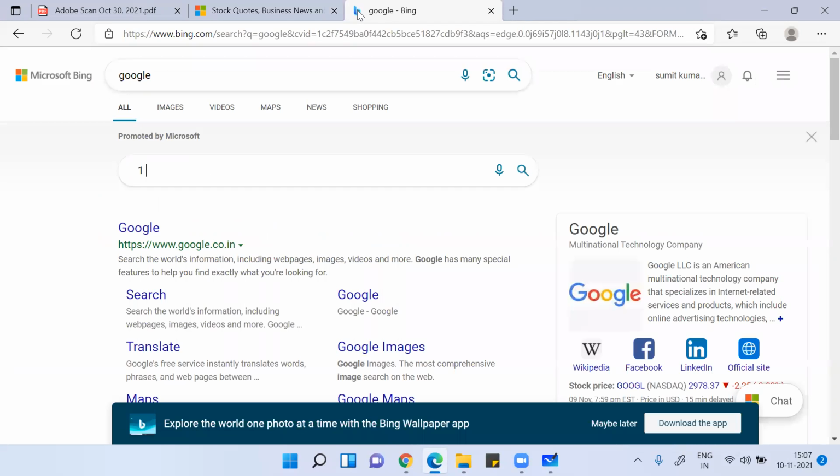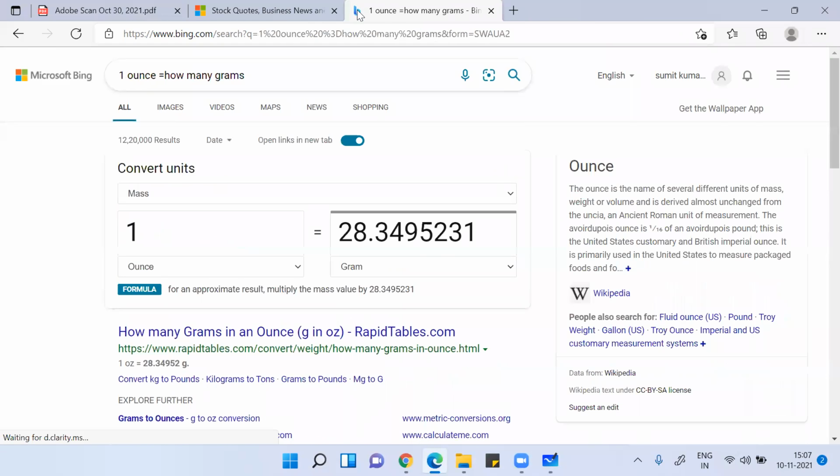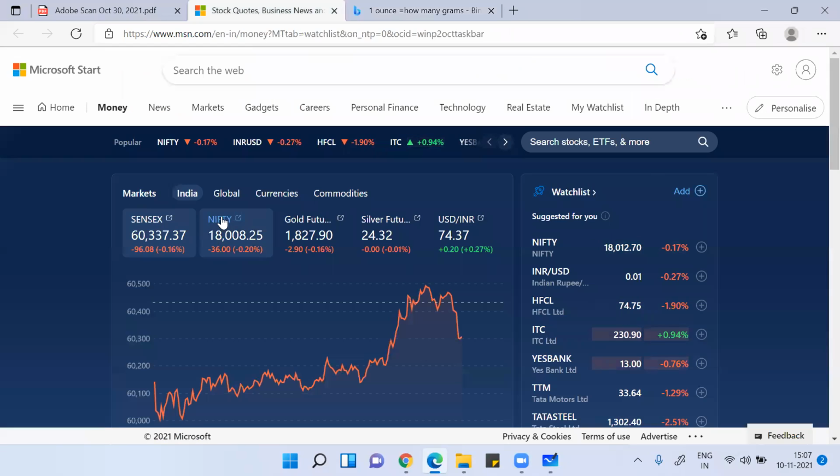You can Google it: 1 ounce is equal to how many grams. In the international market, when we trade gold, we trade in ounces. 1 ounce is equal to 28.34 grams, near about that. So you can see gold future. Now, what are futures and forwards? Everything we'll discuss in derivatives, when I teach you derivatives in finance.